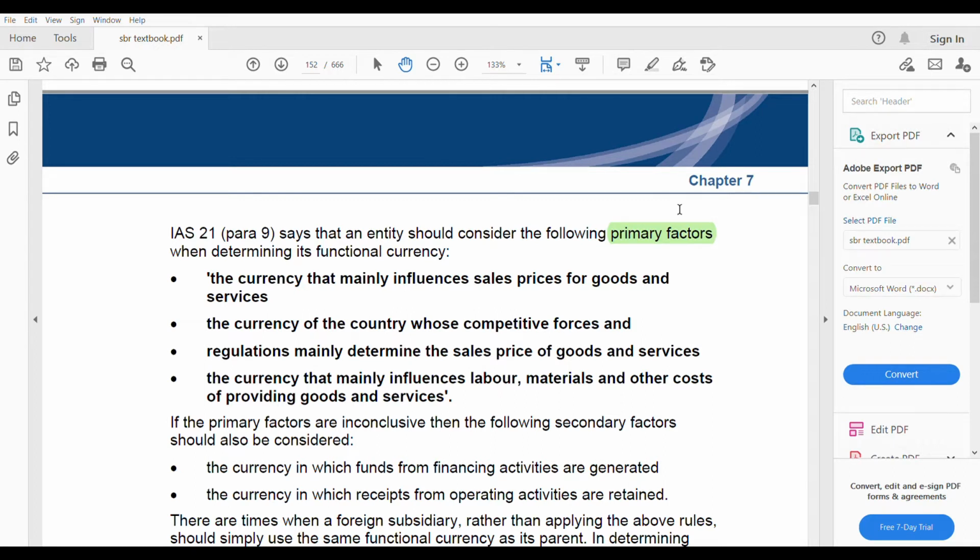In the exam, okay, this is how your exam scenario is. 2-3 currencies they will give you, sometimes 2 currencies, sometimes 3, sometimes 4.